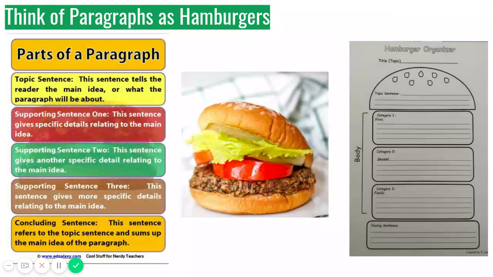So the topic sentence and the concluding sentence are similar. They're made of the same ingredients because they're both a bun, but they're differently worded. And then in the middle, it would just be whatever makes up your hamburger, whatever you're writing about. So start thinking about paragraphs as hamburgers. And I say that not to make you hungry, but to notice the differences.